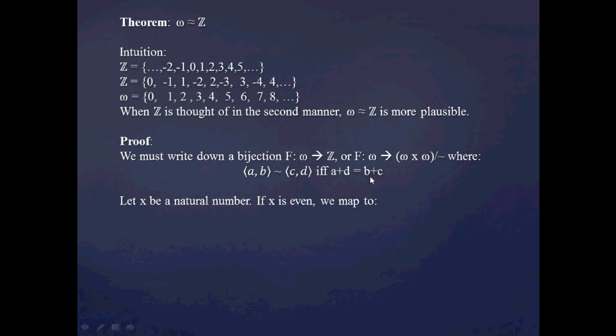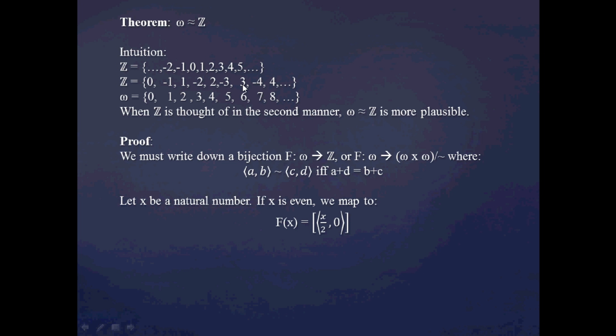So what I'm going to do to set up this bijection f is let x be some natural number in omega. Now if x is even, so it's 0, 2, 4, 6, and so on, I'm going to map it to the equivalence class, again modulo tilde, of the ordered pair (x divided by 2, 0). Hopefully this makes sense if you look at what's going on up here. If I take the number 6, for example, that's going to get mapped to 3.